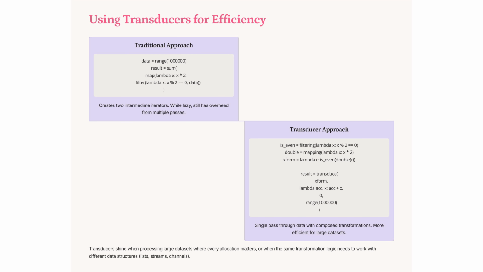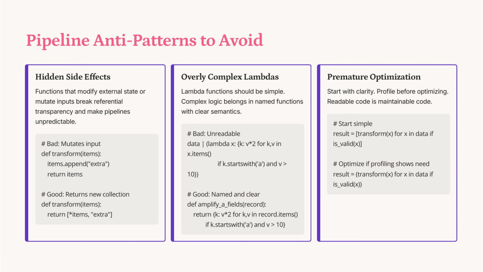Using transducers, we achieve efficiency by composing transformations into a single pass. Traditional methods create intermediate iterators, adding overhead. Transducers, however, apply transformations like filtering and mapping in one go, optimizing performance for large datasets. This approach is ideal for scenarios where memory allocation is critical or when transformations need to adapt across various data structures. Avoid mutating inputs in pipelines.